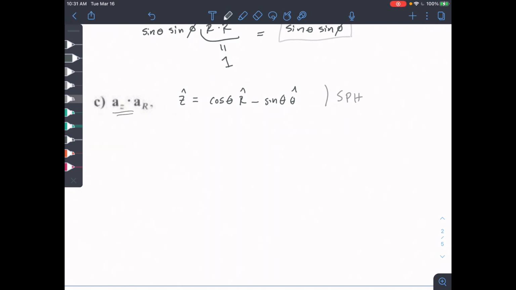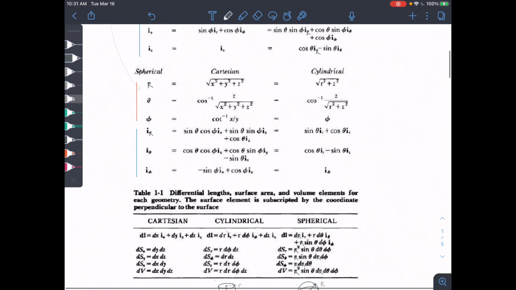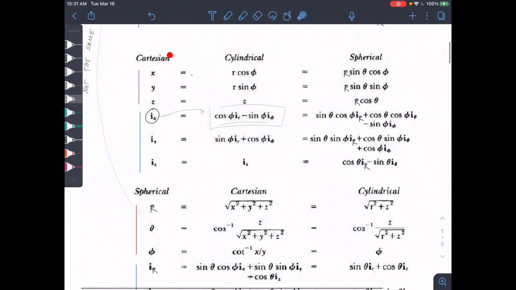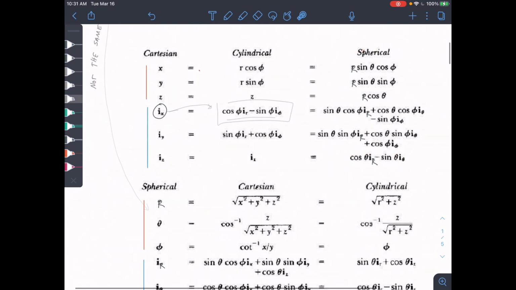I converted z to spherical. So I went up to my chart here. I found z, and this is in Cartesian. So I found z in Cartesian, and I want z in the spherical coordinate system. So this z hat here. If I had a magnitude for z, like if I had z multiplied by z hat, I would do this, kind of what we saw in the beginning.